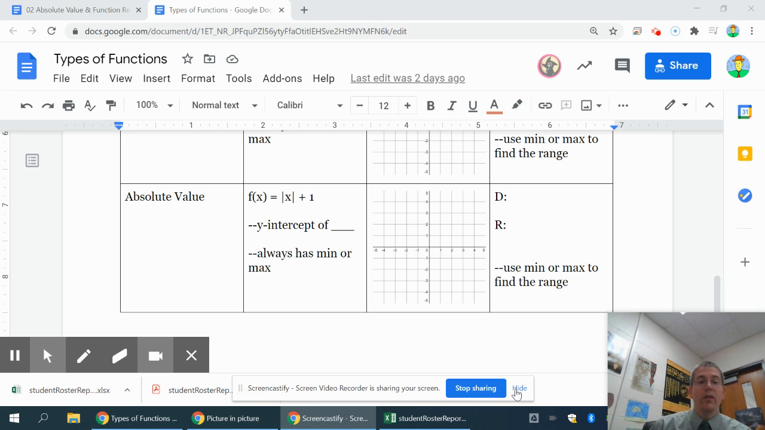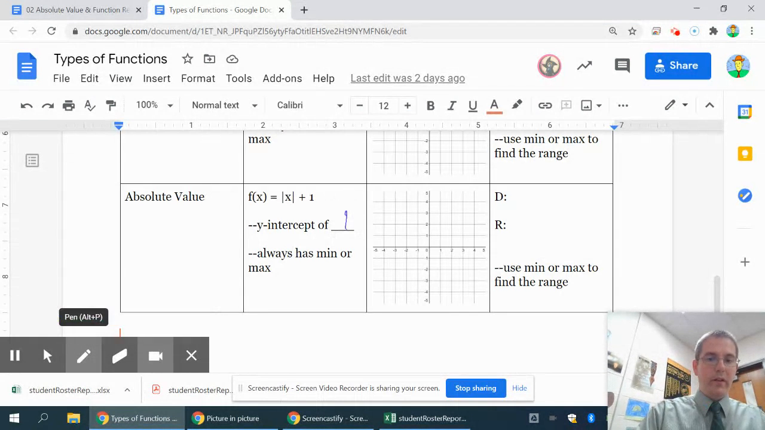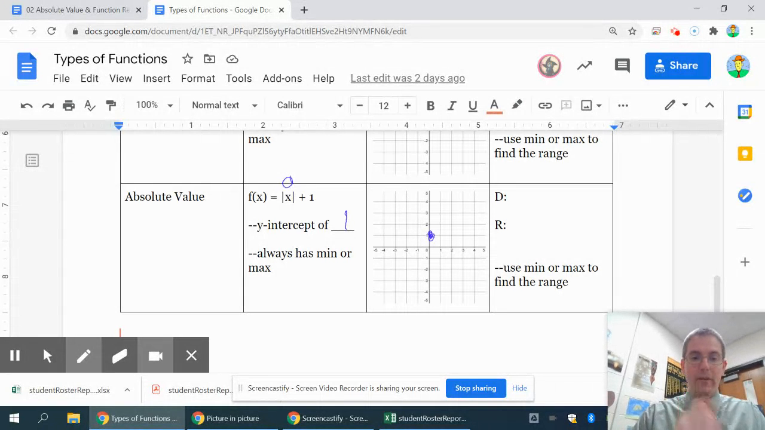Okay, what I have here is an absolute value function. In this case, the y-intercept is going to be 1, because if I plugged in a 0, the absolute value of 0 is 0, plus 1 is 1. So that's going to give me my y-intercept point. The last number is not always the y-intercept in the absolute value, but it is in this case.